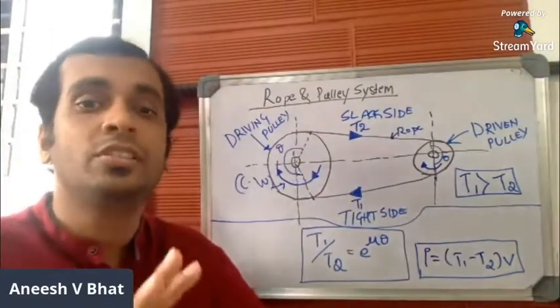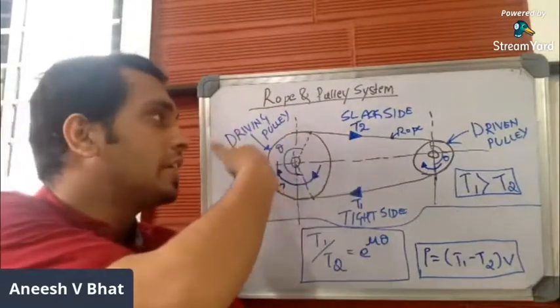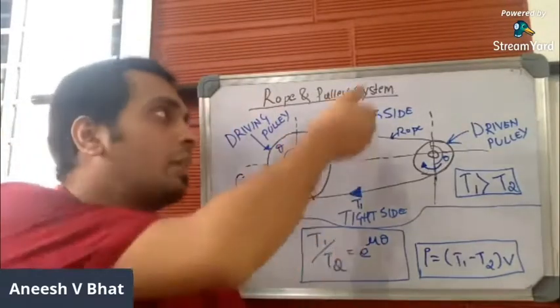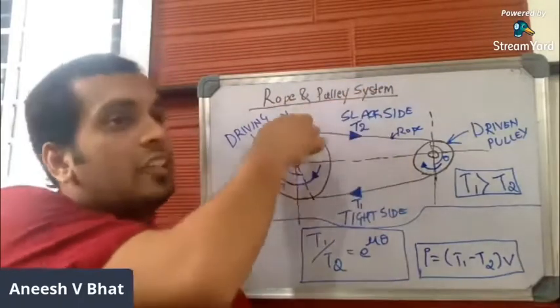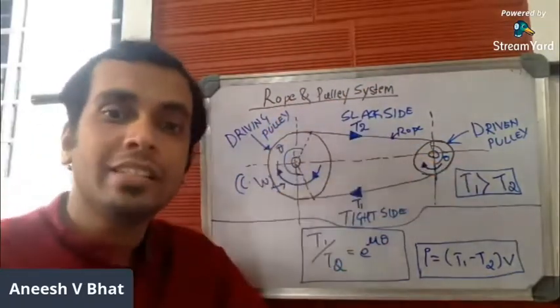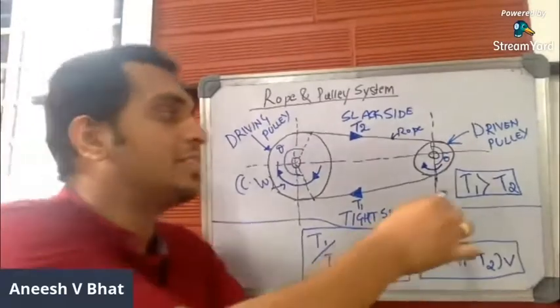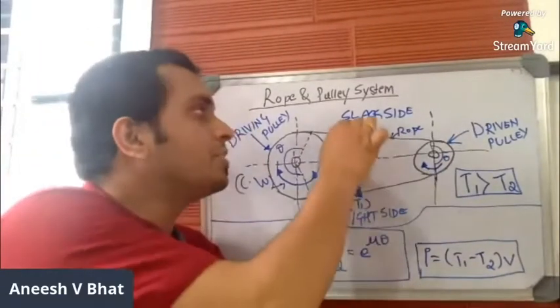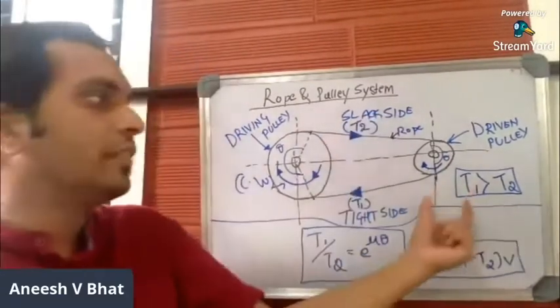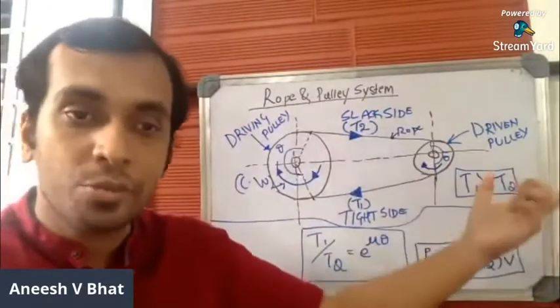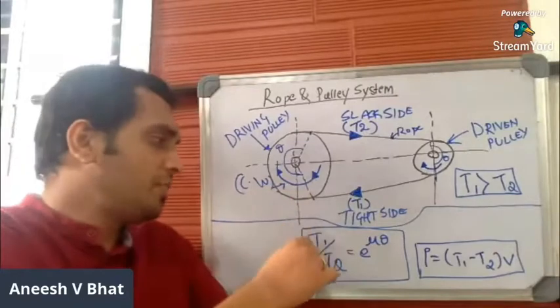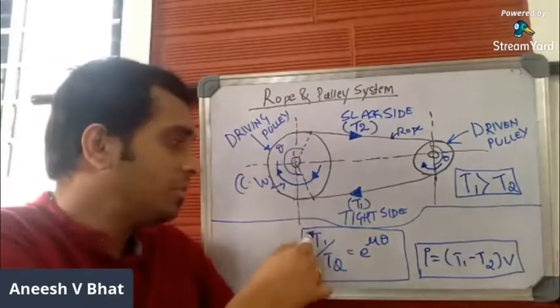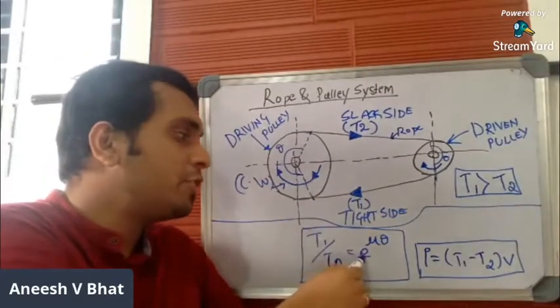This is always constant. Even if the driving pulley rotates in anti-clockwise direction, the upper side will be the tight side and the lower side will be the slack side. So tension along the tight side will always be greater than tension along the slack side. So always T1 is the tension along the tight side and T2 is the tension along the slack side. So T1 will always be greater than T2. There is a relationship which connects T1 and T2. That is T1 by T2 is equal to e to the power mu theta.